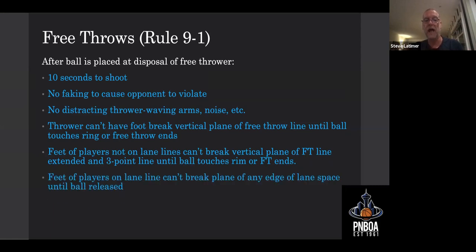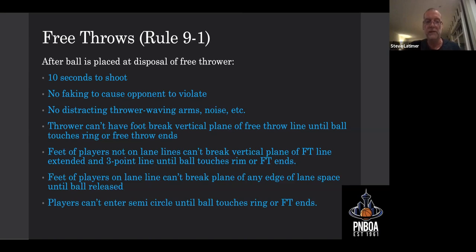And the feet of the players on the lane line can't break the plane until the ball's released. They changed that rule easily 5 years ago, probably more. We used to have to wait until the ball hit the rim, but now the players can come into the lane after the ball has been released by the thrower.